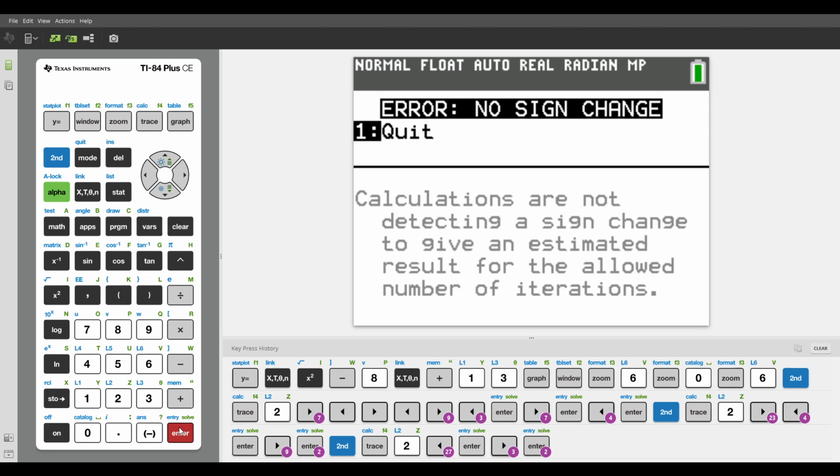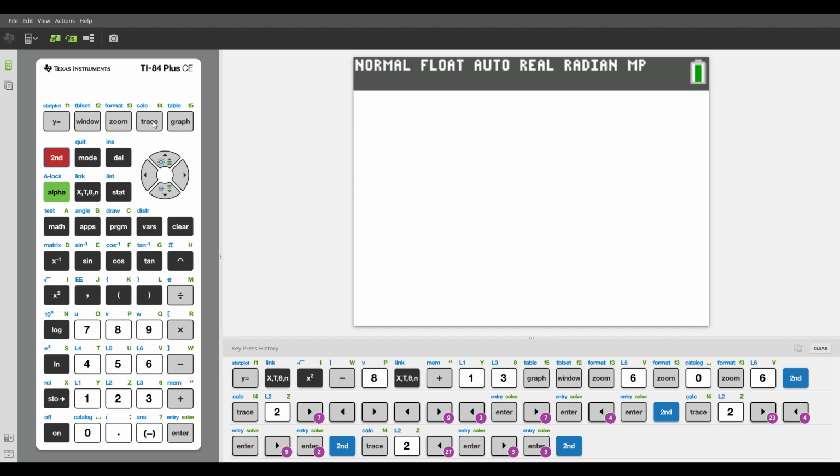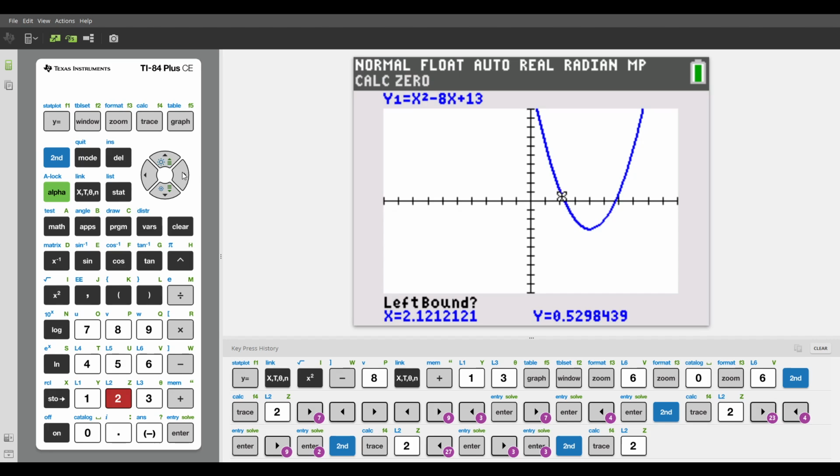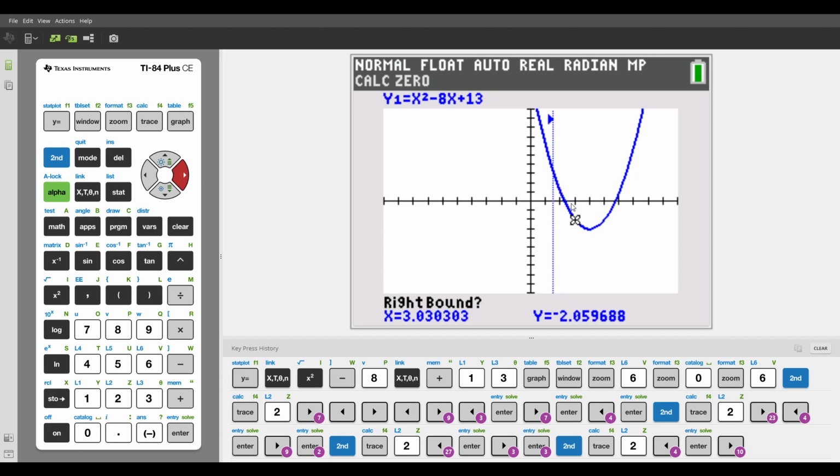And this is why I said we want to make sure that we go a few places away from the left and from the right of the intercept. Right, so if I go left a few times and hit enter for my left bound, and I go right a few times from the intercept to make my right bound, we see that the intercept is between these two vertical lines. That's what we need to happen in order for the calculator to find the intercepts.